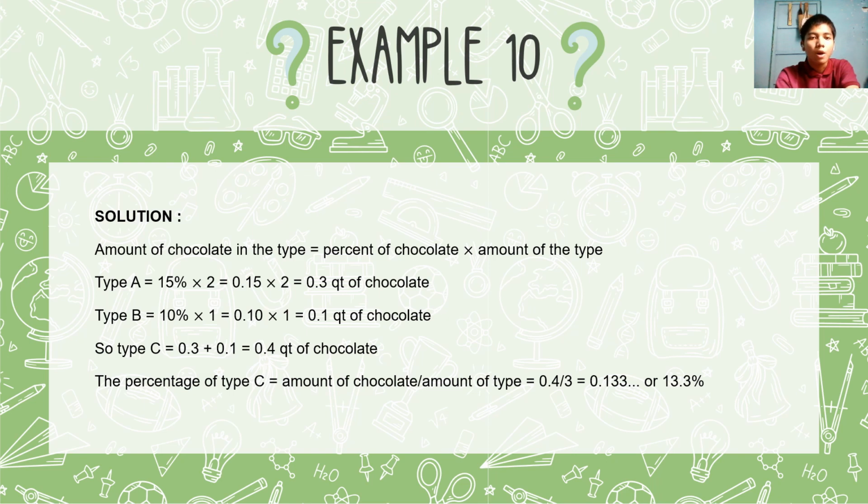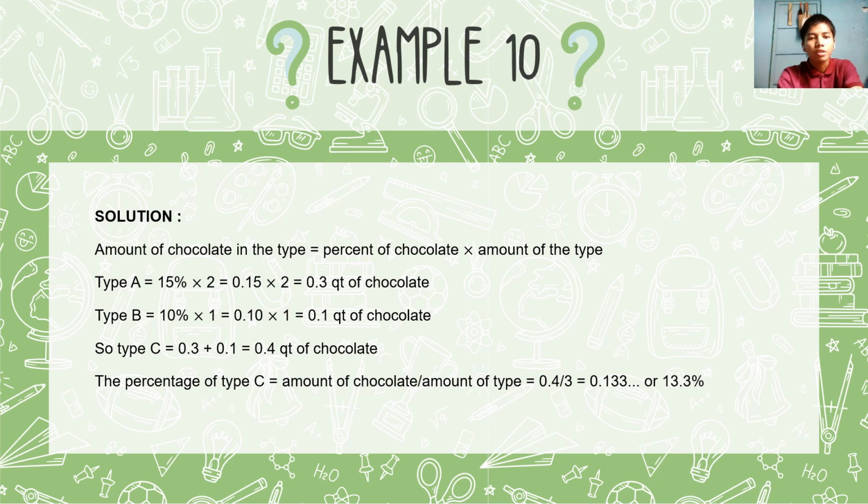The solution: the amount of chocolate in the type equals the percent of chocolate times the amount of the type. So type A equals 15% times 2 equals 0.15 times 2 equals 0.3 quarts of chocolate. Type B equals 10% times 1 equals 0.1 times 1 equals 0.1 quarts of chocolate. So type C equals 0.3 plus 0.1 equals 0.4 quarts of chocolate.